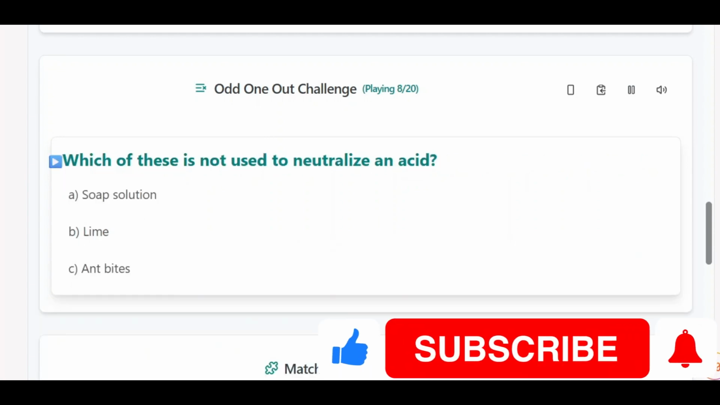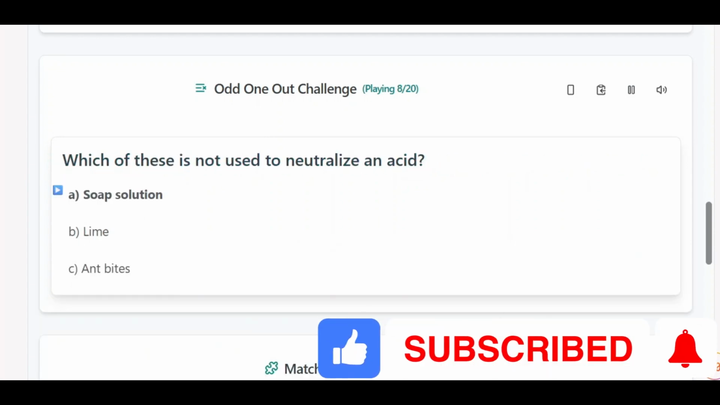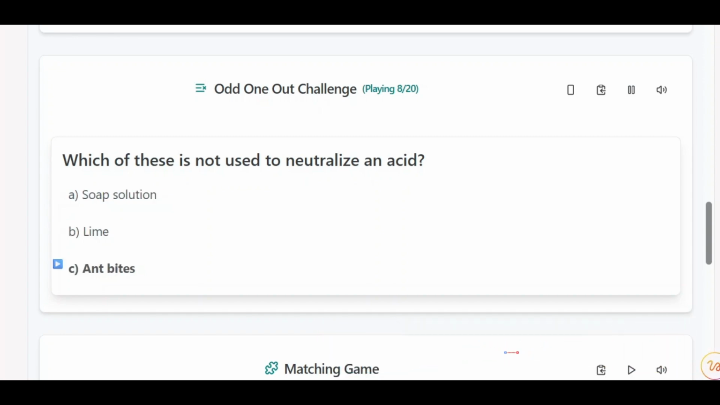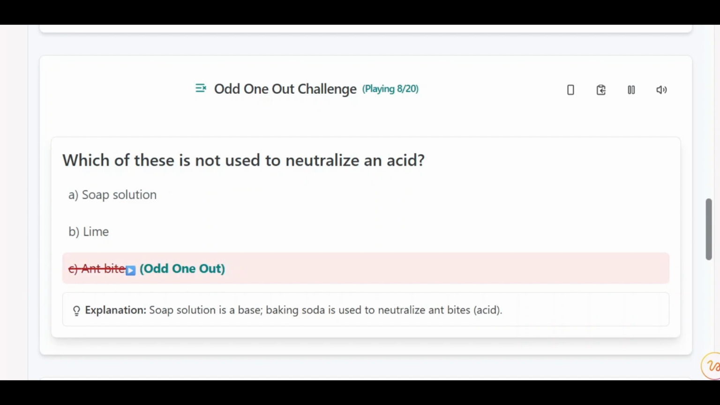Which of these is not used to neutralize an acid? Soap solution, lime, ant bites. The odd one out is ant bites, because soap solution is a base, and baking soda is used to neutralize ant bites, which are acidic.